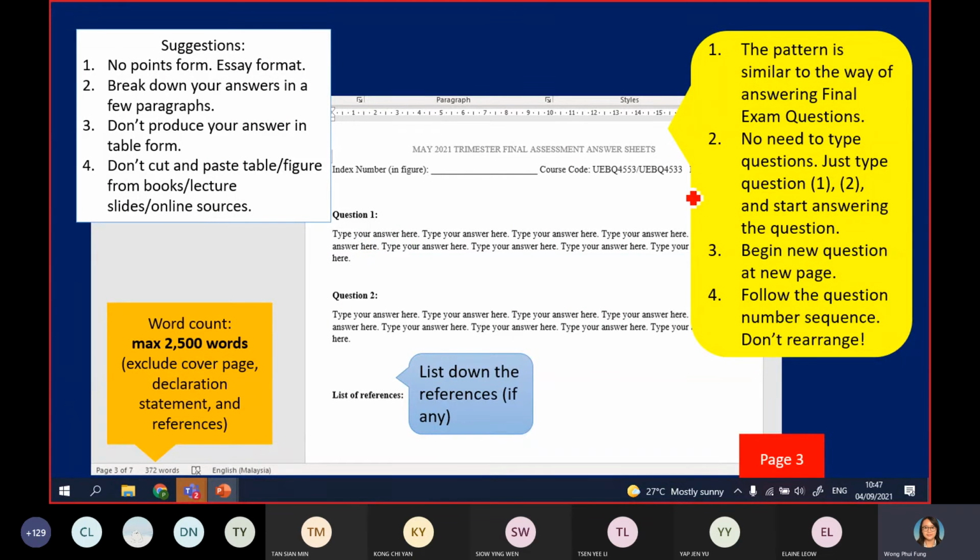So this one I already briefed. The pattern is quite similar to the midterm. You don't need to type any question. You just straight away answer. Follow the sequence. Do not rearrange. If you have any references, feel free to list them out. Okay. I don't like point form, so please give essay format. Break down your answer into a few paragraphs. Please do not produce your answer in table form. Do not cut and paste any table and figure from online sources or the lecture slides. Okay, maximum word count, I remind you again, 2,500, similar to the midterm.